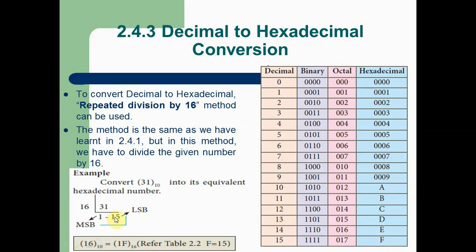So here 15 should be converted into F. If the value is 14, then you should convert it into E. If the value is 13, convert it into D. If the value is 12, convert it into C. If the value is 11, convert it into B. If the value is 10, convert it into A when writing the given numbers in the hexadecimal format.